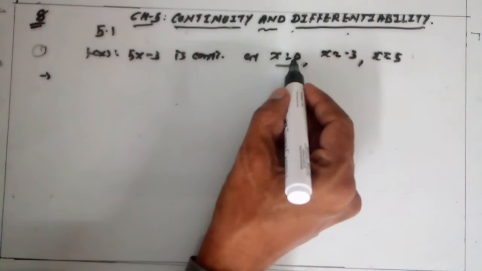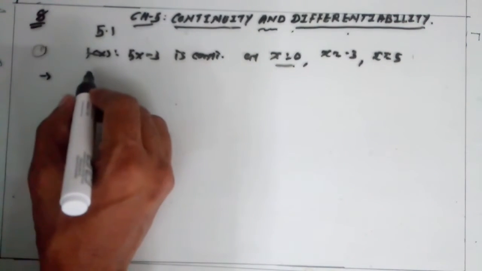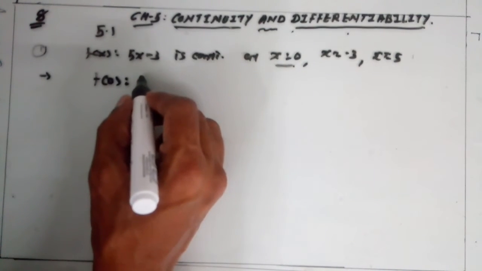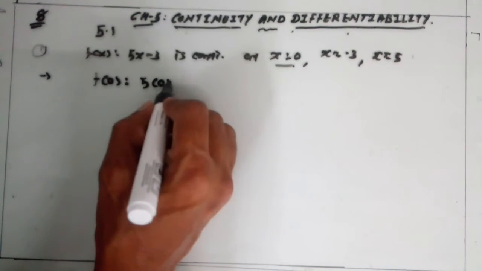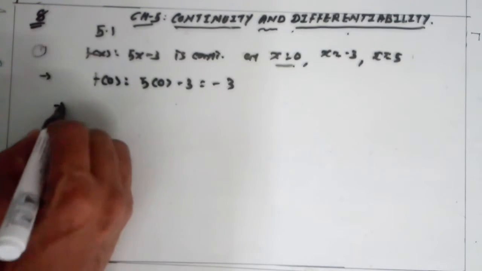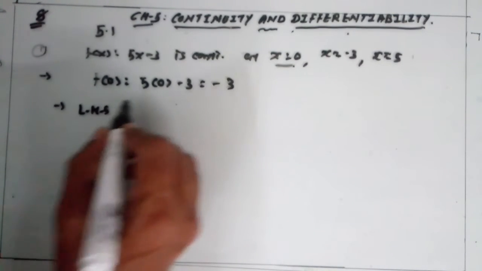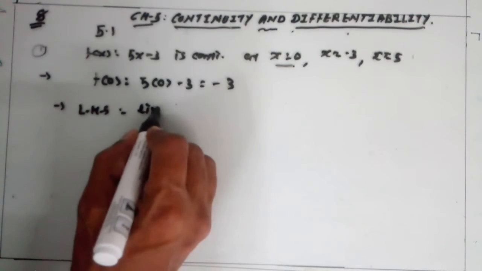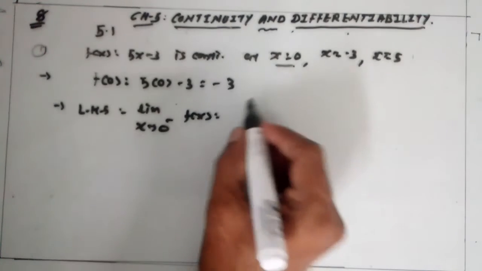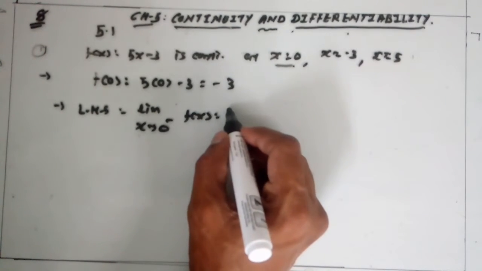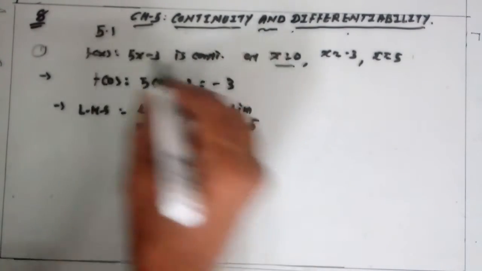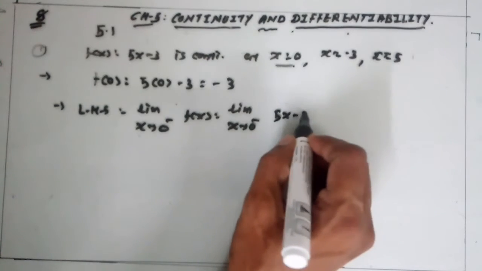First get the value of f at x = 0. So f(0) = 5 into 0 minus 3, which is equal to -3. Now the left hand limit: limit x tends to 0 negative f(x) is equal to limit x tends to 0 of 5x - 3.